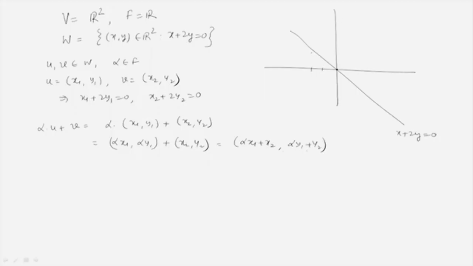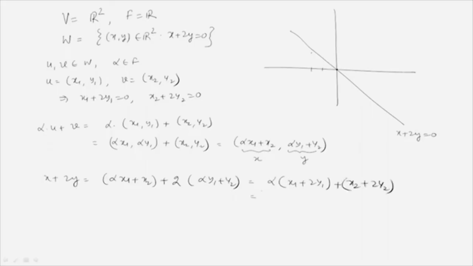Now we have to show that this is in W. So, this is x and this is y, and we have to show that x plus 2y must be 0; then only we can say that this element is in W. So, take x plus 2y. Now x plus 2y is alpha times x1 plus x2 plus 2 times alpha y1 plus y2. It is equal to alpha times x1 plus 2y1 plus x2 plus 2y2. And x1 plus 2y1 is 0 from this equation and x2 plus 2y2 is 0 from this equation. So it is alpha into 0 plus 0, which is 0, and this implies x comma y belongs to W. So, we can say that W is a subspace of V.